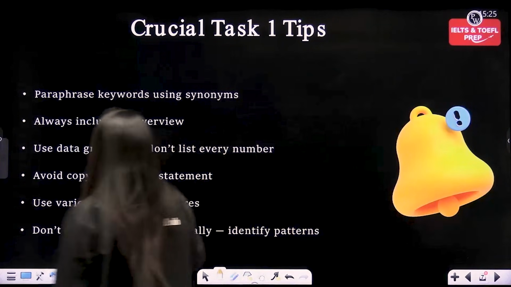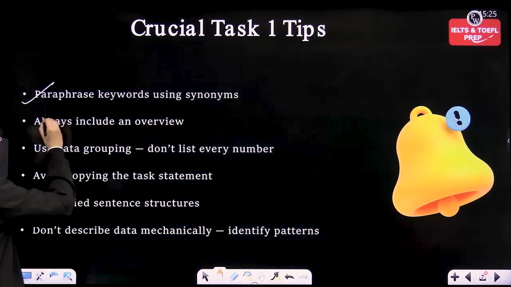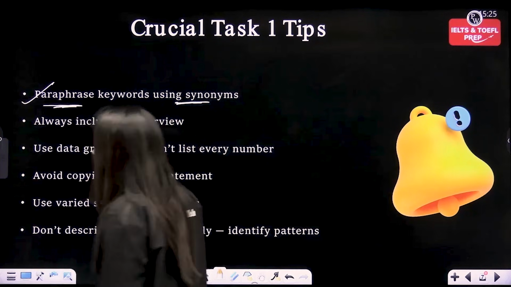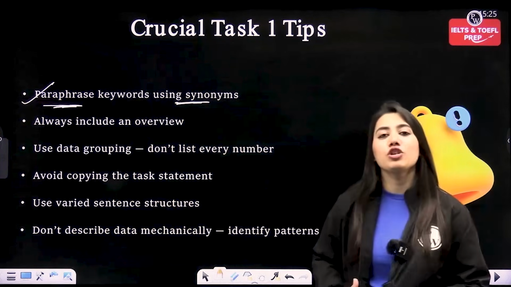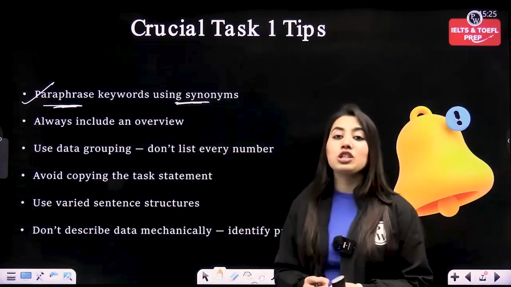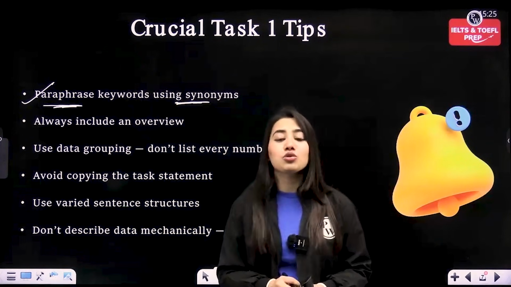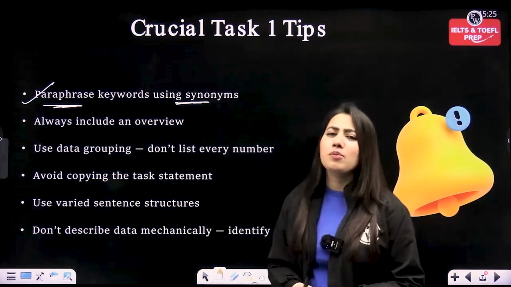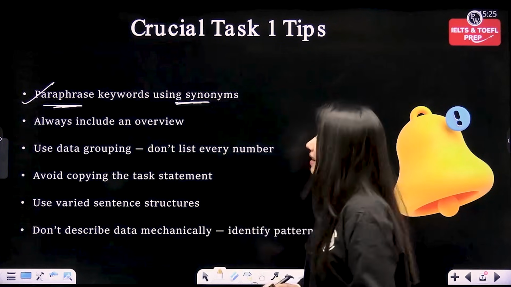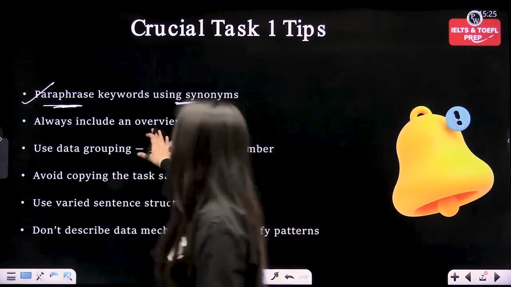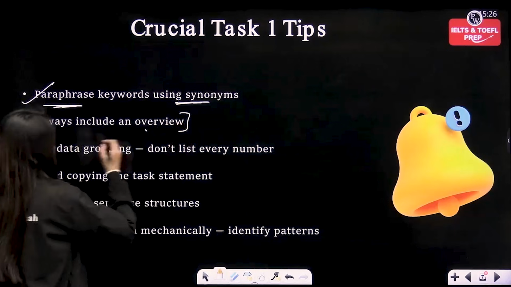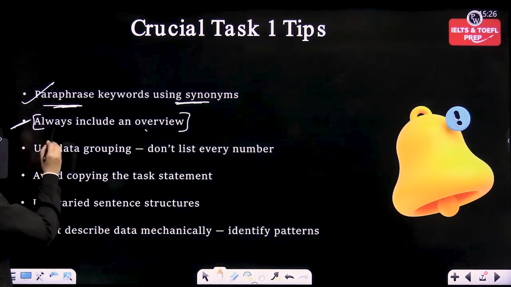See, first is that learn to paraphrase and learn to use synonyms. How do you paraphrase, how do you use keywords? It's really crucial. Instead of repeating words, you need to use paraphrasing language and synonyms. Repetition isn't allowed anywhere in all the 4 sections of IELTS. Next, always include an overview, which is very important. It's pivotal to write an overview all the time. Never ever miss this paragraph.